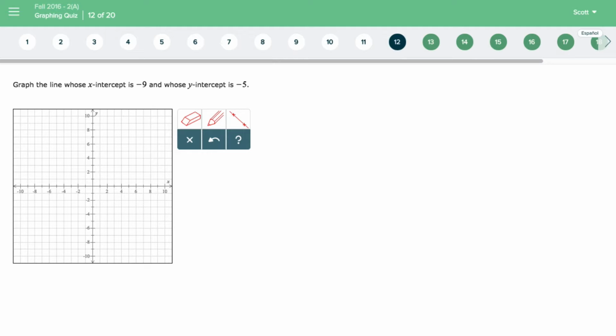Now here we have the x-intercept and we have the y-intercept. Well, what's my x-intercept? My x-intercept is negative 9. So that means I'm going to put the first dot where x equals negative 9. My y-intercept is negative 5. So I'll put the next dot where y equals negative 5. And that's my answer. Just put the dots on the x-axis and the y-axis.